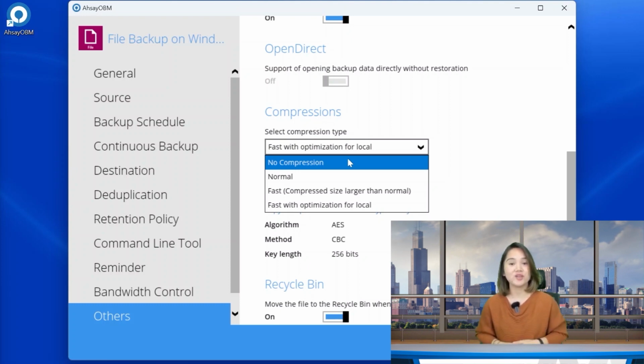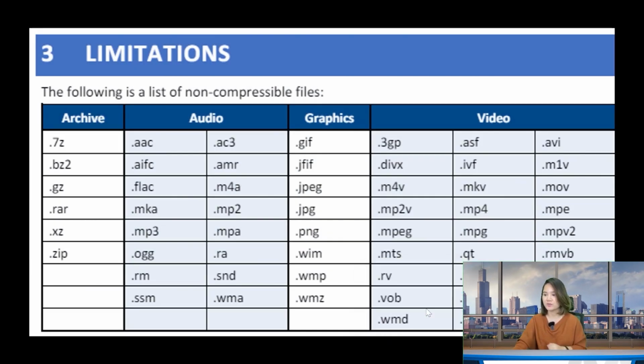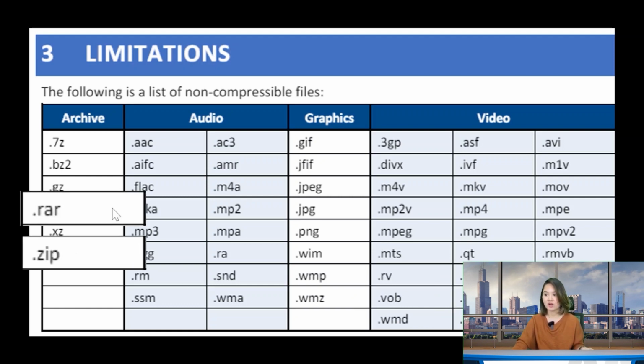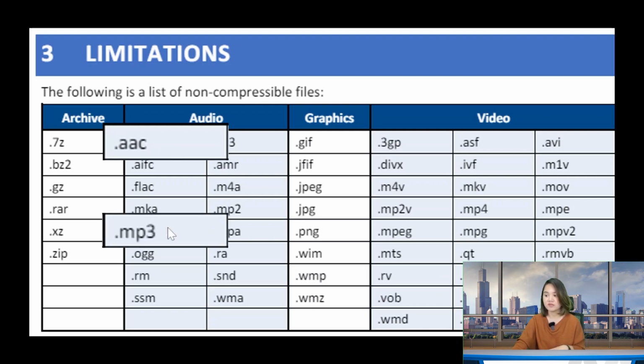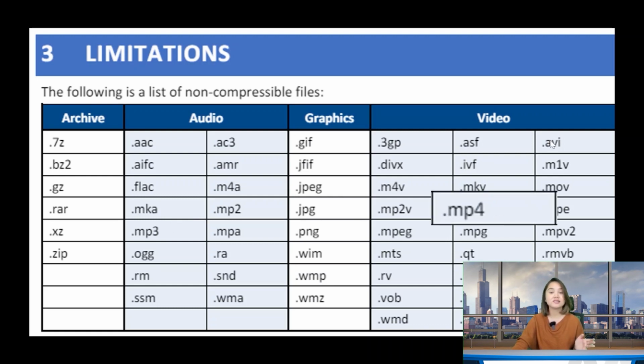Also, the process of data compression during backups demands additional time and CPU resources. That is why disabling compression for files that have already been compressed can significantly improve backup performance by eliminating unnecessary processing. For your reference, you may take a look at this table to learn more about which type of files are non-compressible. So for archive, as mentioned, we have zip and RAR. For audio, we have AAC and MP3. For graphics included are JPG and PNG, and lastly, for video, we have MP4 and AVI.